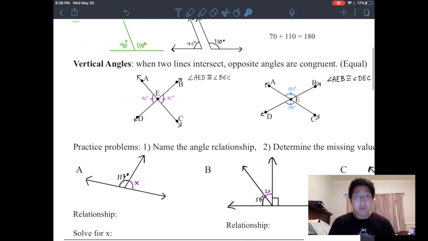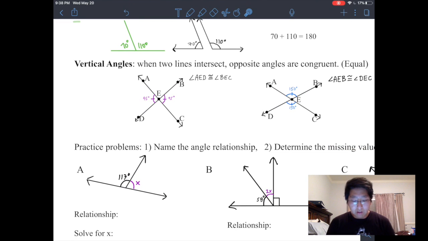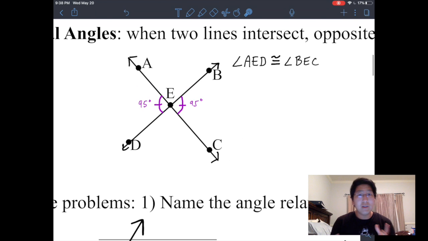The next type of angle is vertical angles. That's when we have two lines that intersect, and it's going to be the two angles that are across from each other, so opposite angles. You've seen lines intersecting in systems of equations. It's when we have two lines that intersect. The two angles opposite each other. Let me use this color.